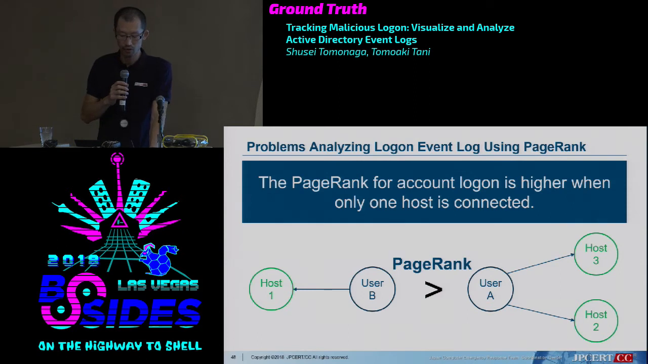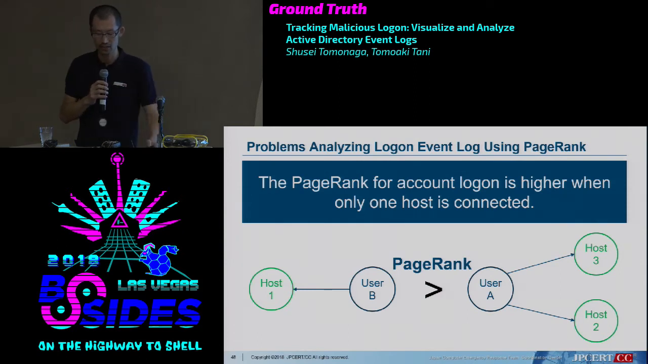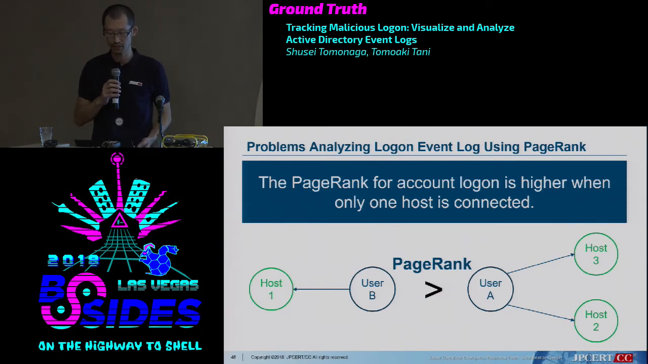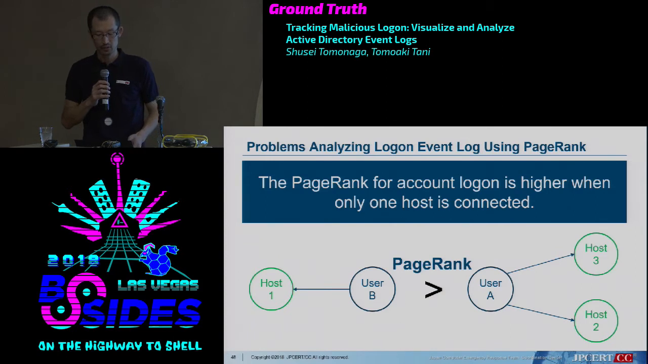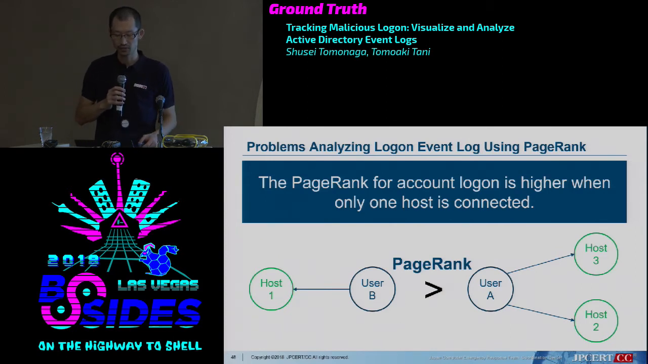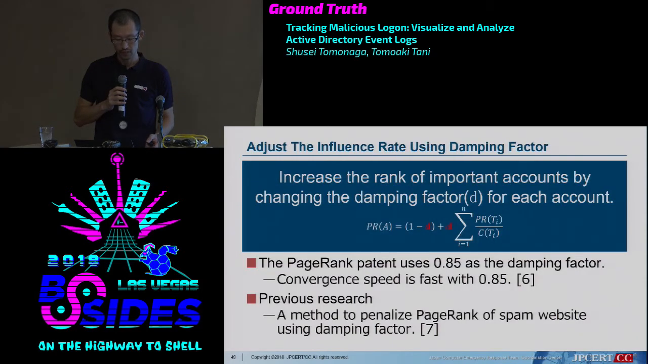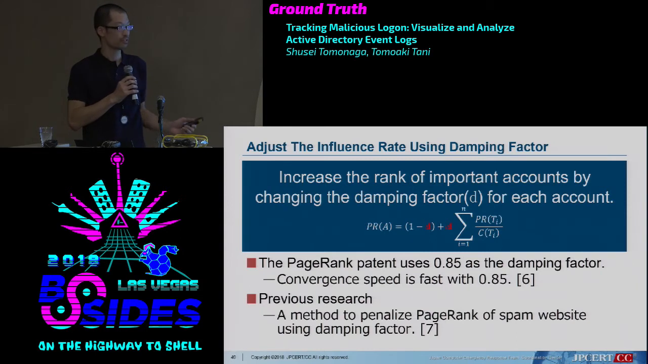The PageRank for an account that logs on to many hosts is lower than for one where only one host is connected. This issue is due to the algorithm. Even algorithms other than PageRank have this problem. So we investigated a method to better calculate PageRank. We solve the issue using this method.